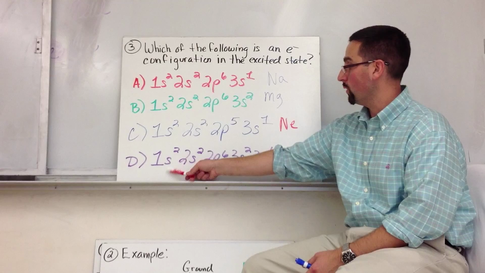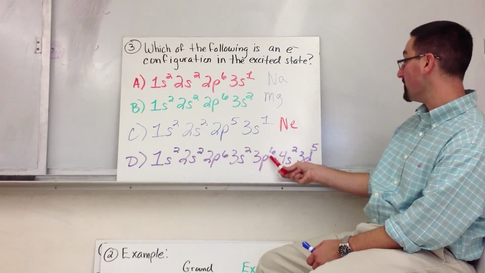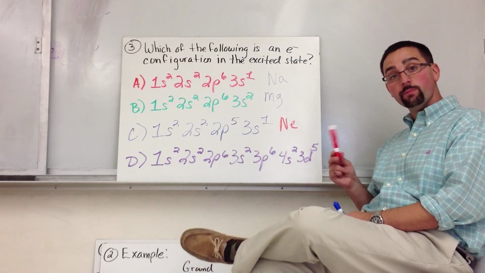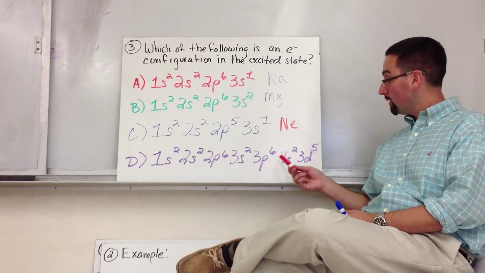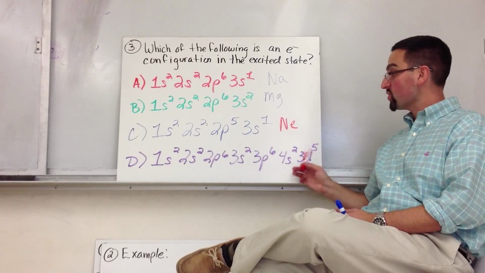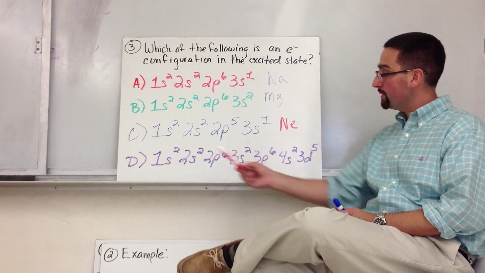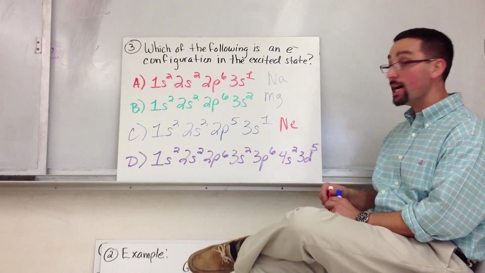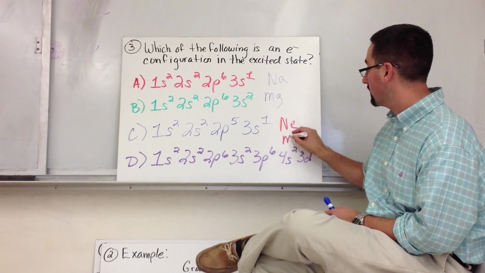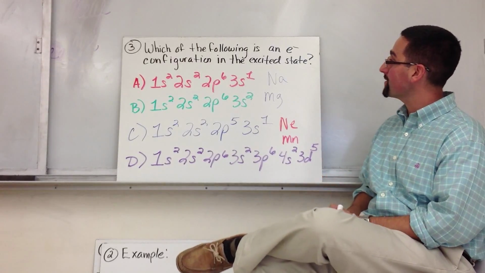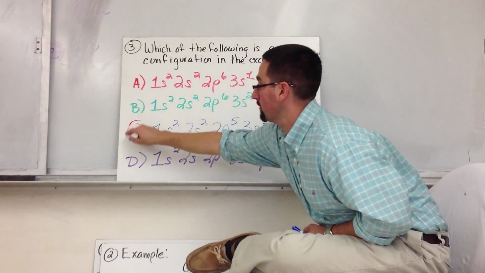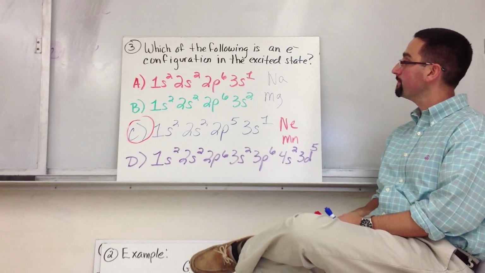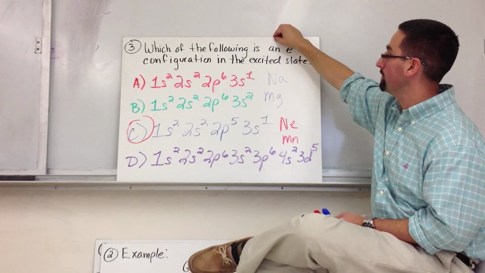And finally, 1s2, 2s2, 2p6, 3s2, 3p6, 4s2, 3d10. Now I know this looks a little strange, but remember, according to the diagonal rule, 4s comes before 3d. So this is normal. So this would be 2, 4, 10, 12, 18, 20, 25, I believe that is manganese. Okay. So our answer here would be C. That's the only excited state that we can determine. Everything else is in the ground state.